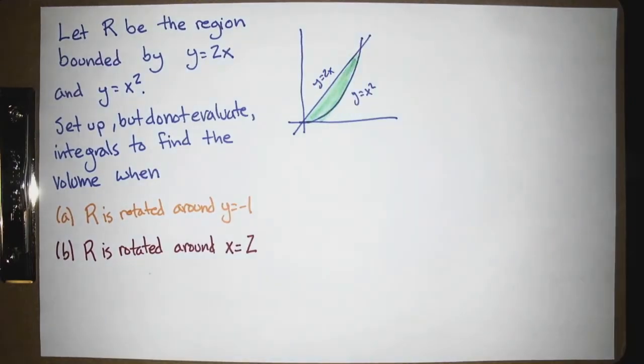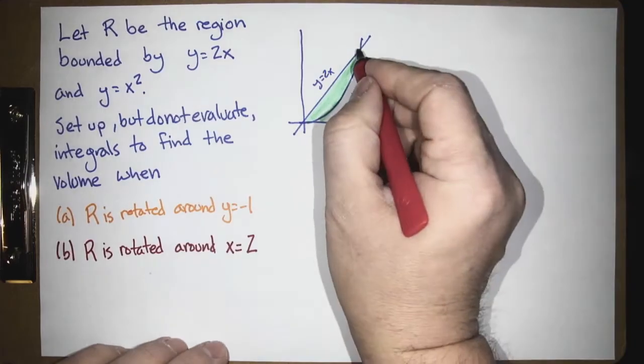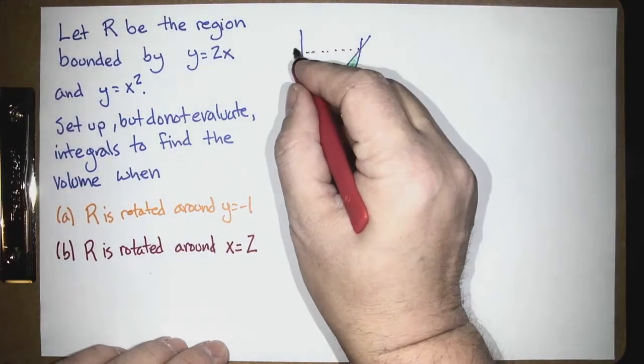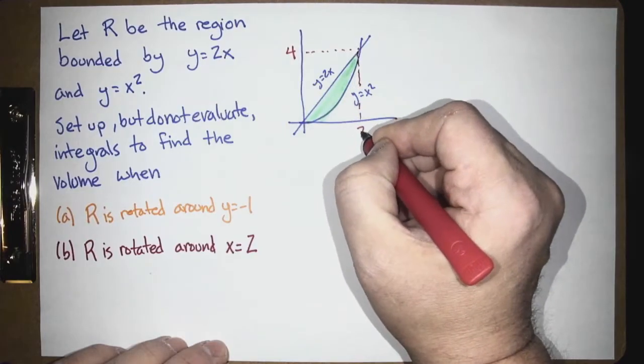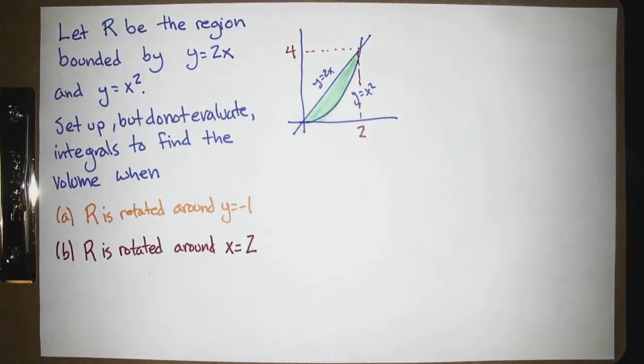With a little bit of work, which doesn't take very much, you can find that the intersection happens at the point x equals 2 and y equals 4. All right, so there's our region. Set up, but do not evaluate.